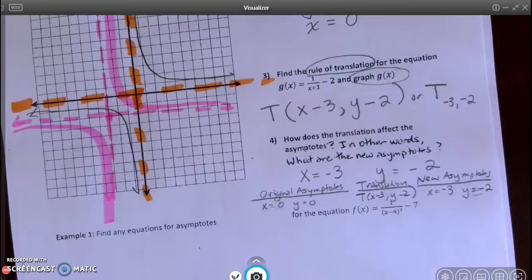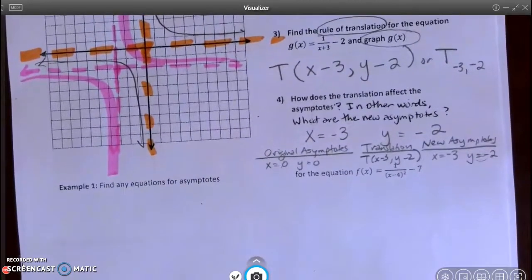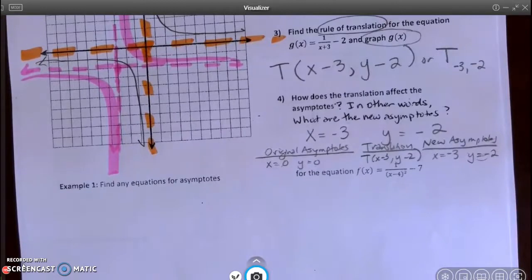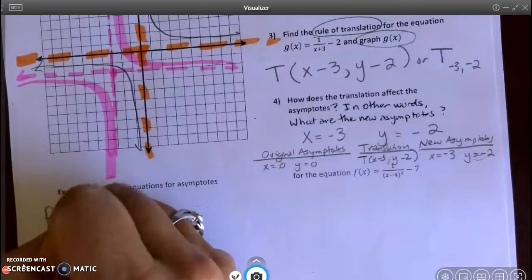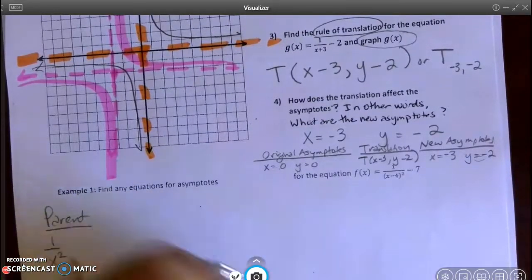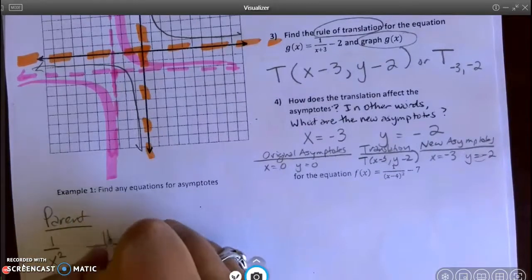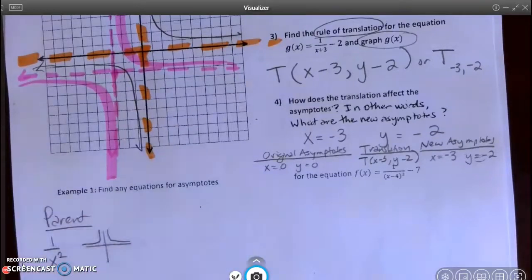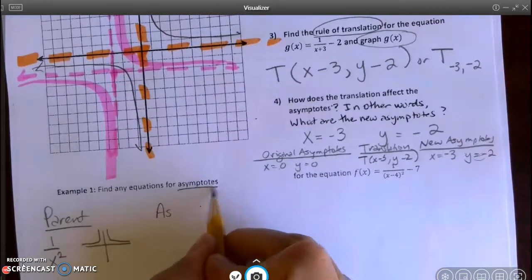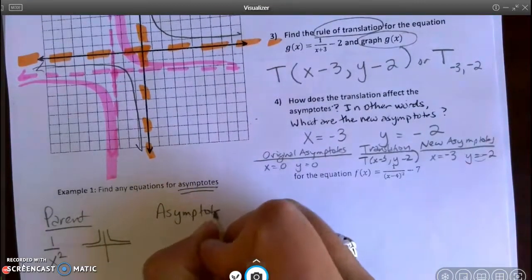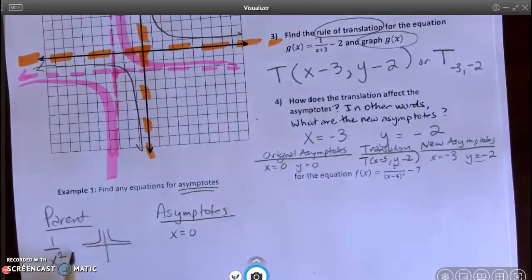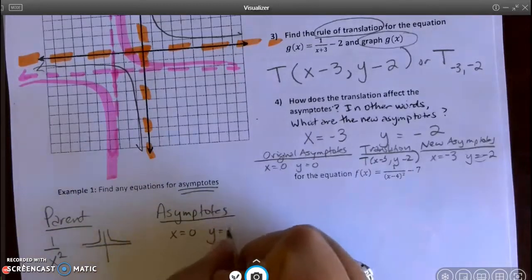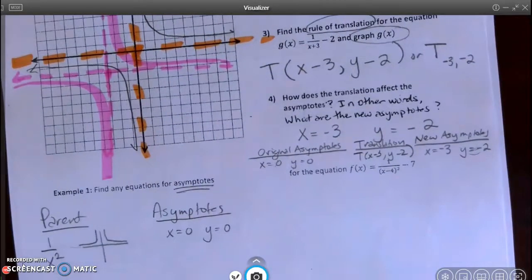Okay. My next question says, find the equations for the asymptotes for the function f(x) = 1 divided by (x - 4) squared minus 7. All right, my first step all the time is, what's my parent? My parent equation is 1 divided by x squared, and that graph looks like this. And my asymptotes, because the question is asking about asymptotes, for my parent are right here, x equals 0, and this horizontal line here, y equals 0. So that's for the parent.